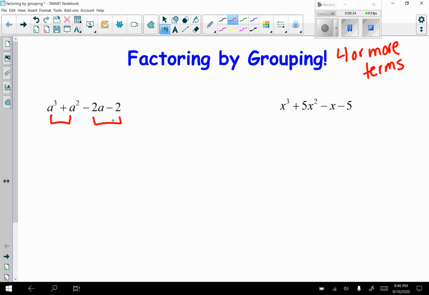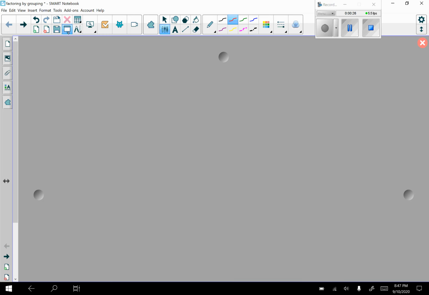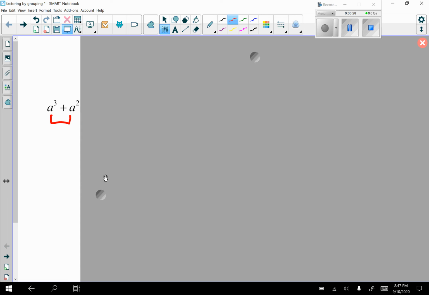So what I'm going to do first is pretend that those 2 terms don't exist. If I'm looking at just these 2, I'm going to use GCF. You should notice they have an a squared in common. So essentially what I'm doing is dividing each of these by a squared. When I divide them by a squared, I end up with a plus 1.